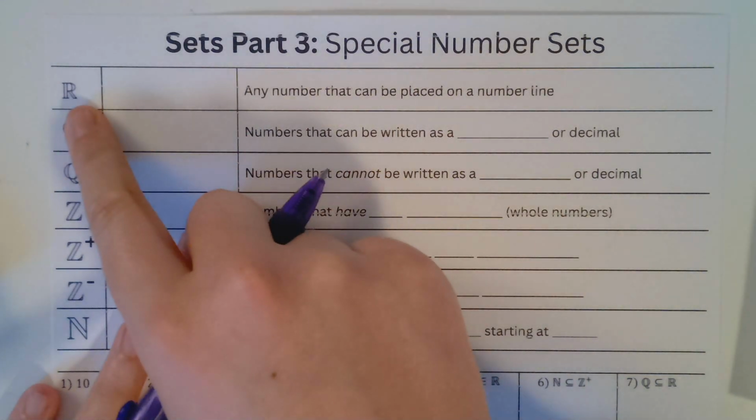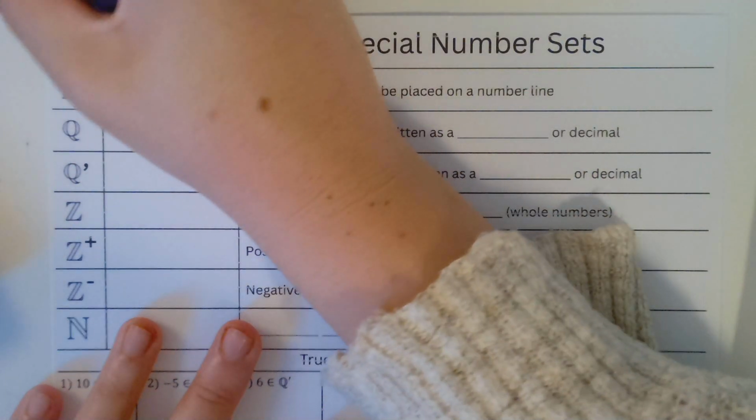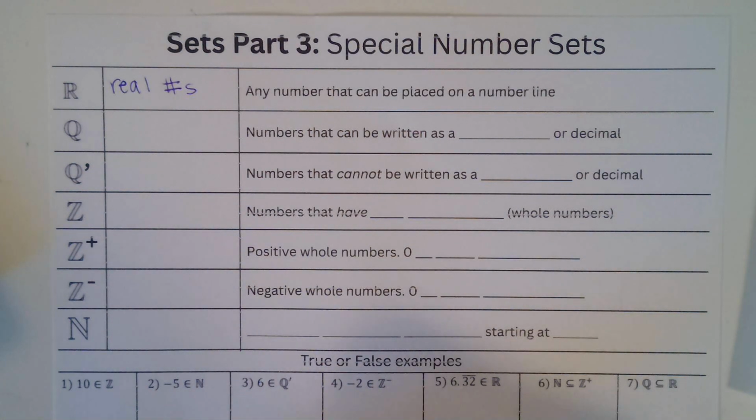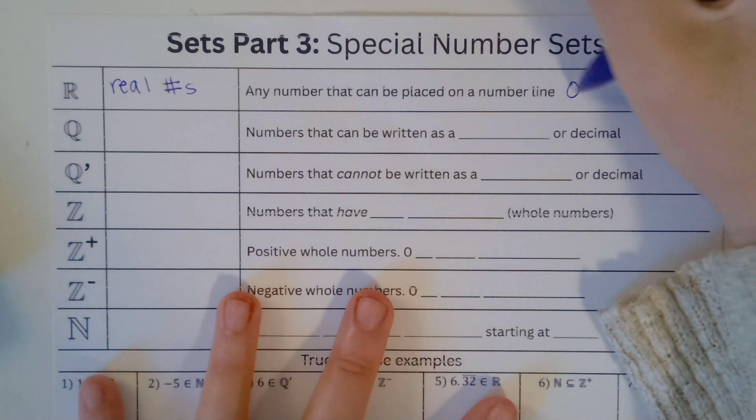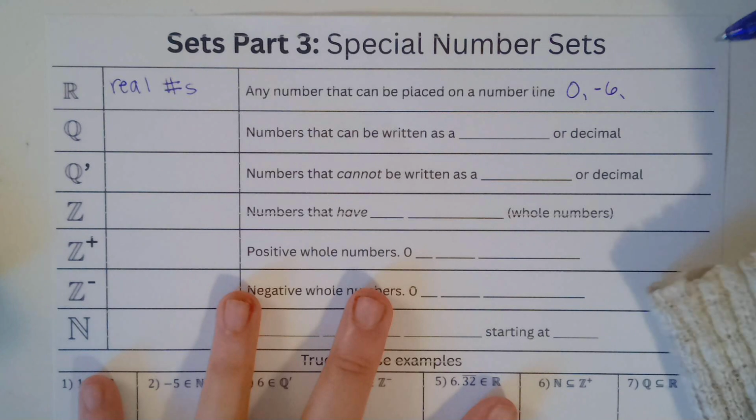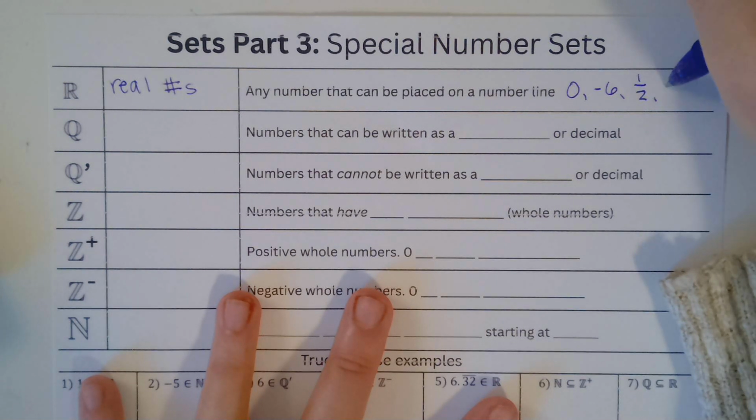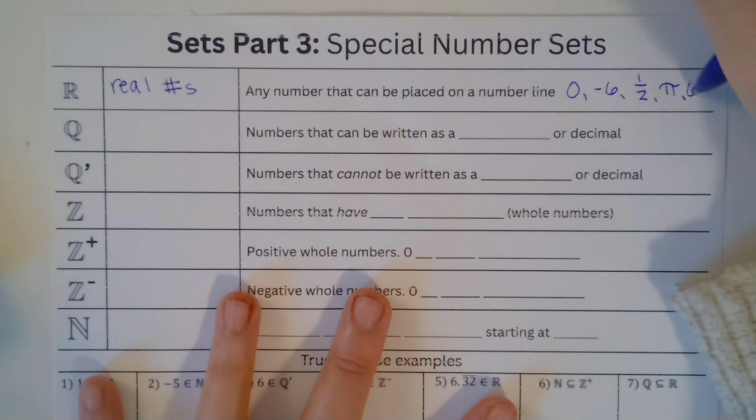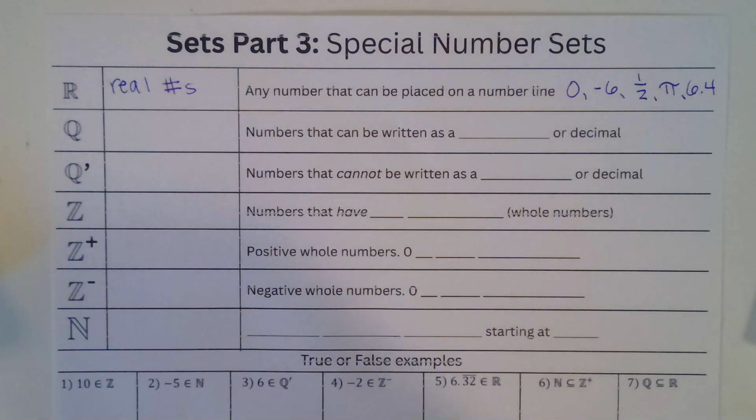So this first one is this fancy R looking one. These are called real numbers. I'm just going to shorten the numbers down to a little hashtag. So this is basically any number that can be placed on a number line, which is a really fancy way of saying it could literally just be every single type of number. Any number that you can possibly think of. That could be 0. That could be -6. It could be 1/2, or pi is a number, or 6.4. Anything that's classified as a number is going to be included there. That's just kind of the big one.